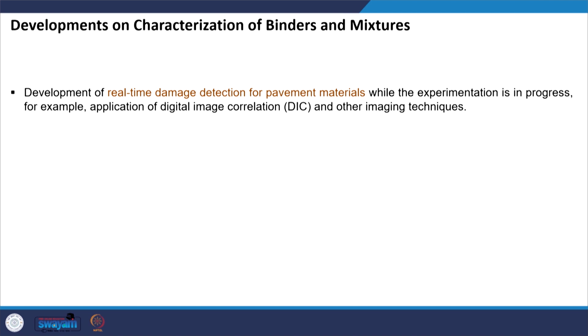We also have technologies that are being used for real time detection of pavement materials while the experimentation is still in progress. For example, you are doing the experiment and parallelly you are seeing the development of, let us say, a crack in the system, the development of permanent deformation in the system, and this incorporates using a digital image correlation device and or other imaging technique with the specific equipment we are using.